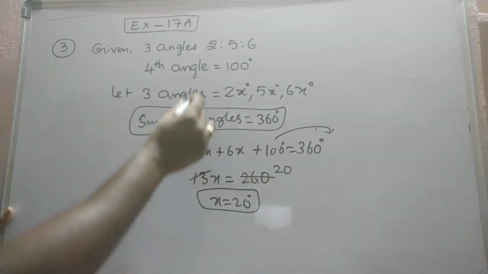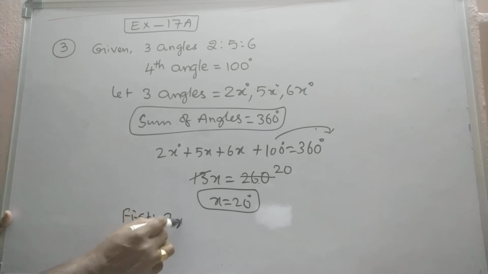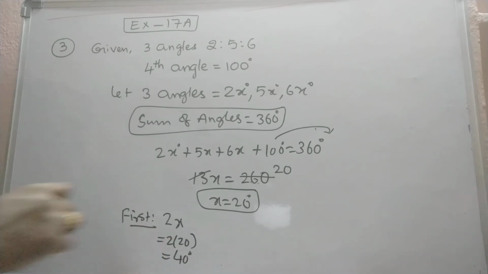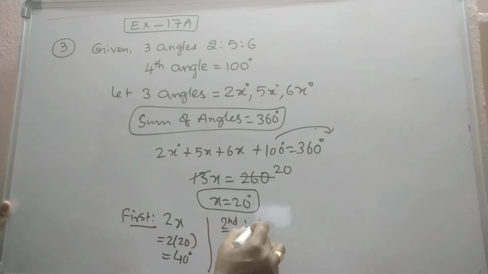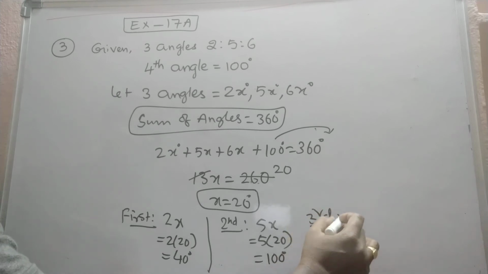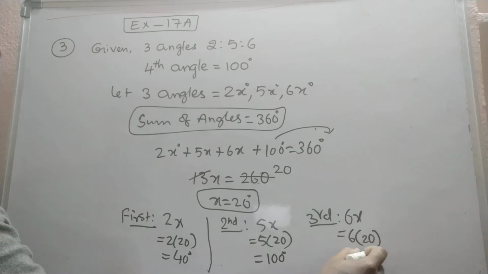So when you know x, all the angles you can calculate. First angle, so what is the first angle? 2x. So 2 into 20, that is equal to 40 degrees. First one completed. And the second angle is 5x. So that is equal to 5 into 20, which is equal to 100 degrees. Next, third angle. So what is the third angle? 6x. So that is equal to 6 into 20, which is equal to 120 degrees. So that's it. Okay. Next question.